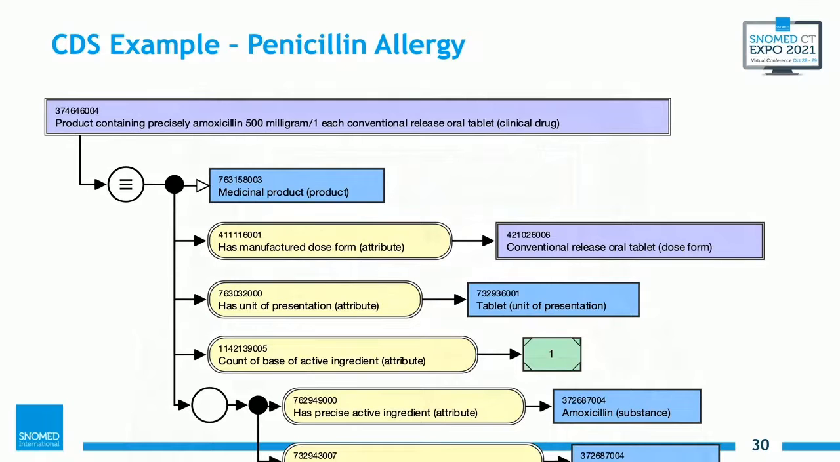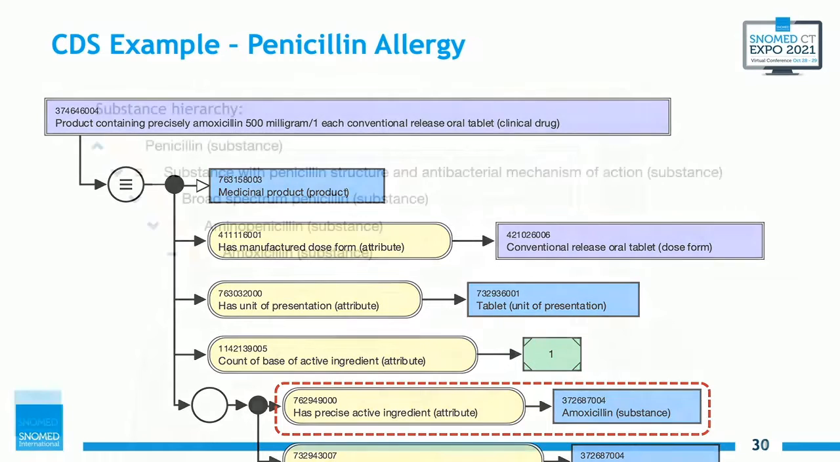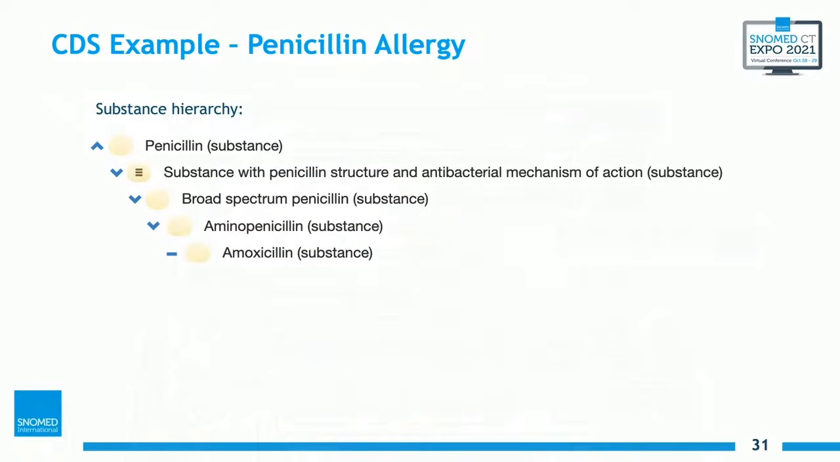Let's have a look at how SNOMED CT can help to implement the clinical decision support logic you saw on the previous slide. In this case, we're leveraging SNOMED CT's defining relationships, as well as the hierarchical structure. The definition of this concept tells us that the product amoxicillin 500 mg oral tablet contains the substance amoxicillin. And if we navigate up the substance hierarchy, we find that the substance amoxicillin is a type of penicillin. Note that this is something we could determine with a simple subsumption test.